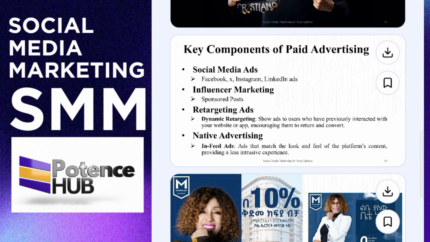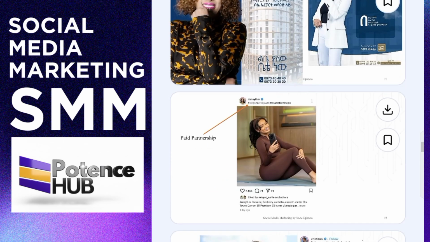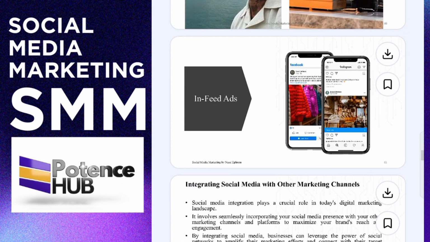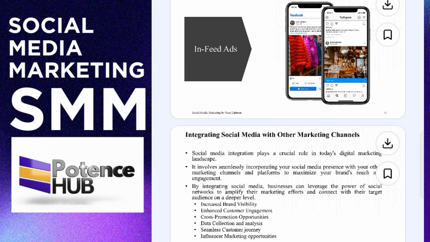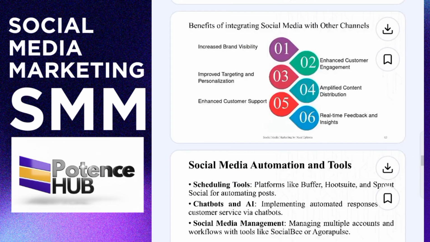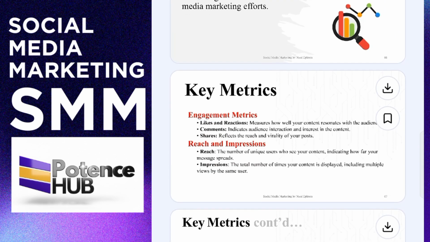Key components of paid advertisement: social media ads, influencing marketing, targeting ads, native advertising, and all of that. You could take your time and pause this video at any point you need to be clear on, and then you could read all of this slide while the video is paused for your benefit. So I'm just going to be walking through because all of these I've reiterated over and over again.